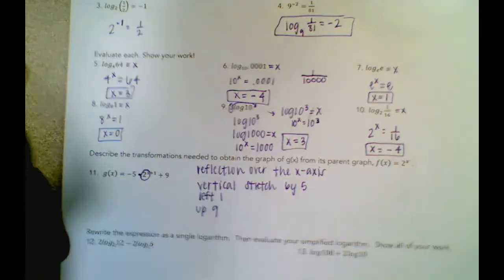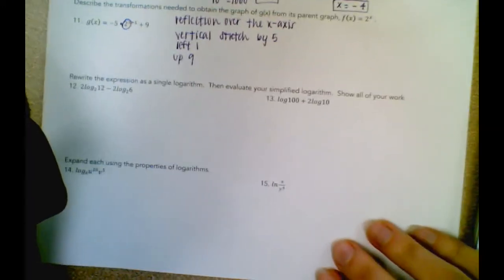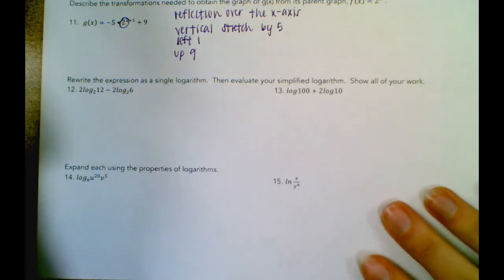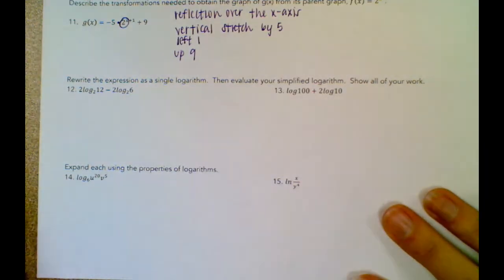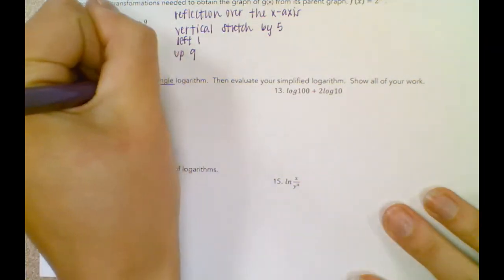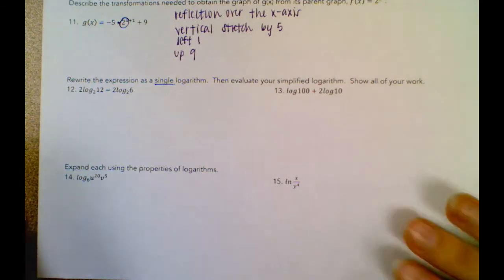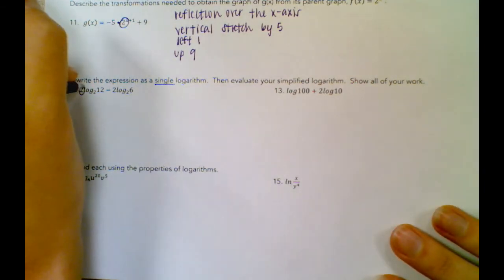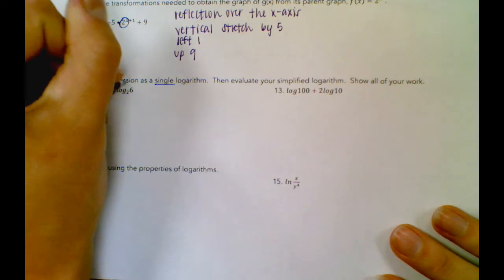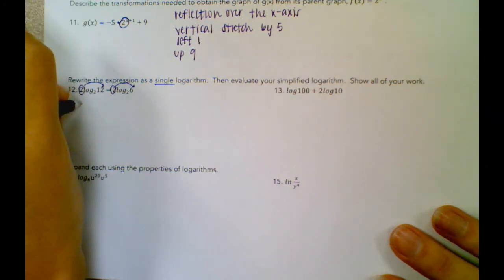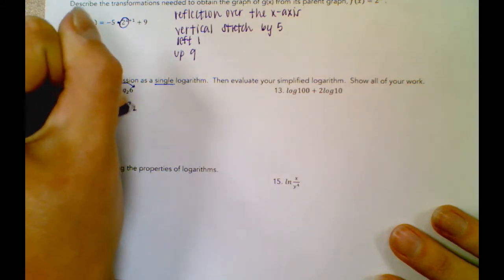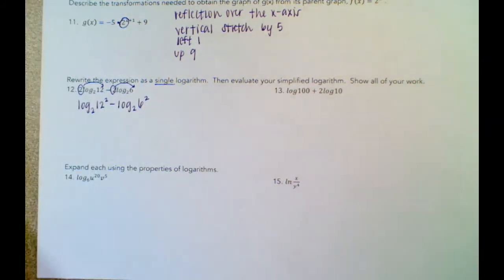Okay? Alrighty. Next we're going to rewrite the expression as a single logarithm. Then evaluate your simplified logarithm and show all of your work. So when I say a single log, I should only see the word log written one time. Okay? So real quick, let's take care of these 2's that are out in front for some reason. So log base 2 of 12 squared minus log base 2 of 6 squared.